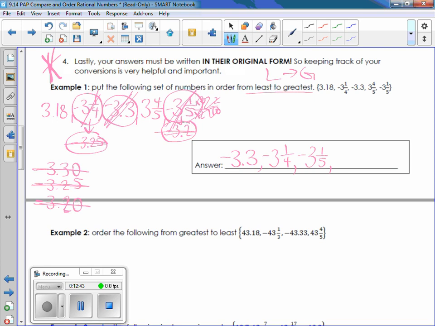The 3 and 4/5, that should be another easy conversion, right? If I have 4/5 and I try to get to a power of 10, that's going to be 8/10, right? So that's going to be 3.8. Am I going too fast?